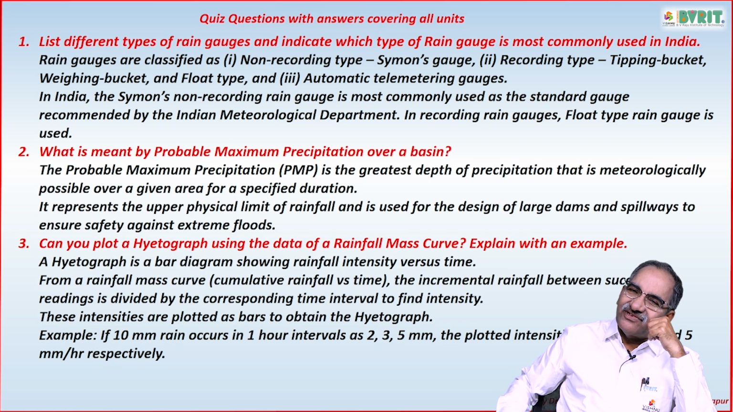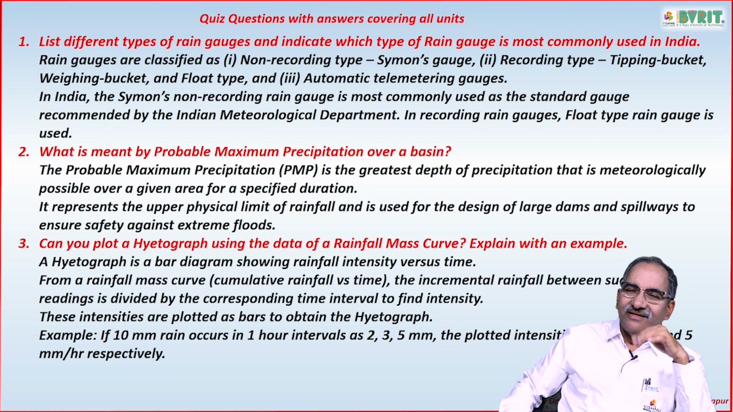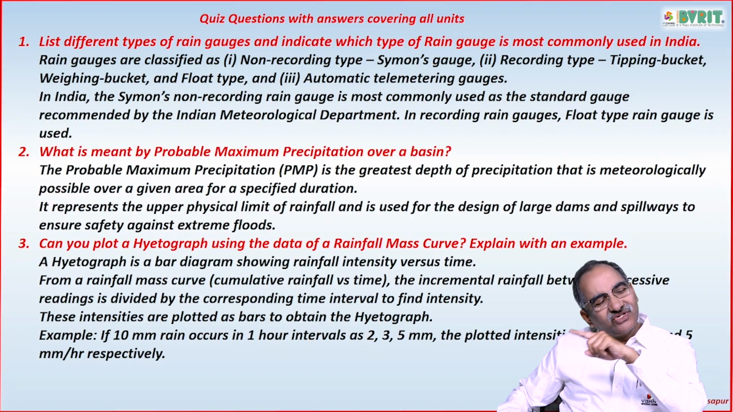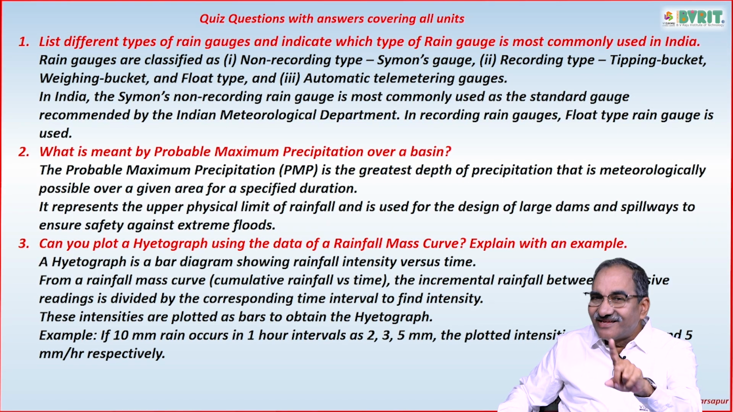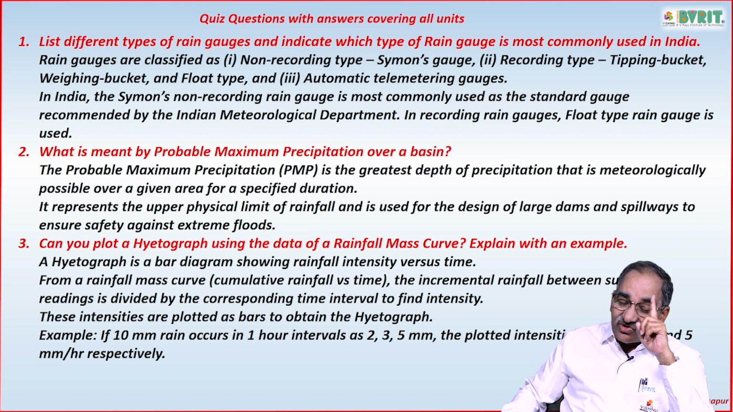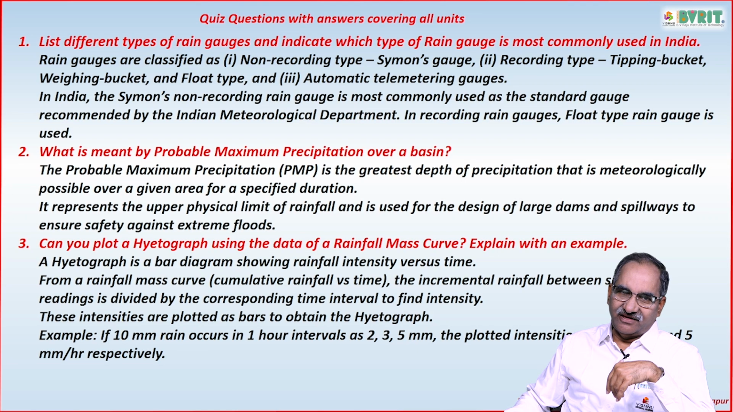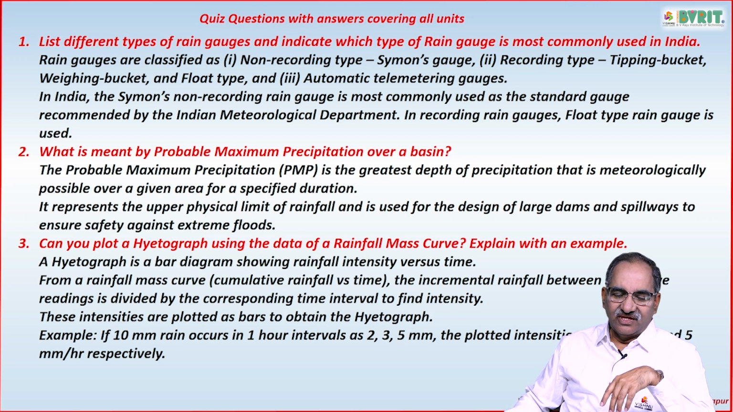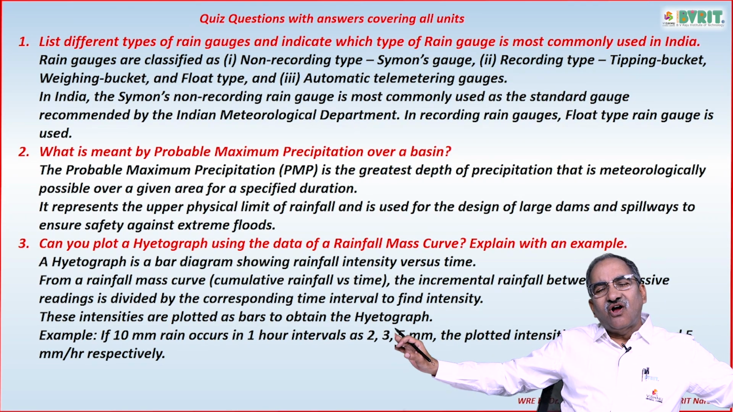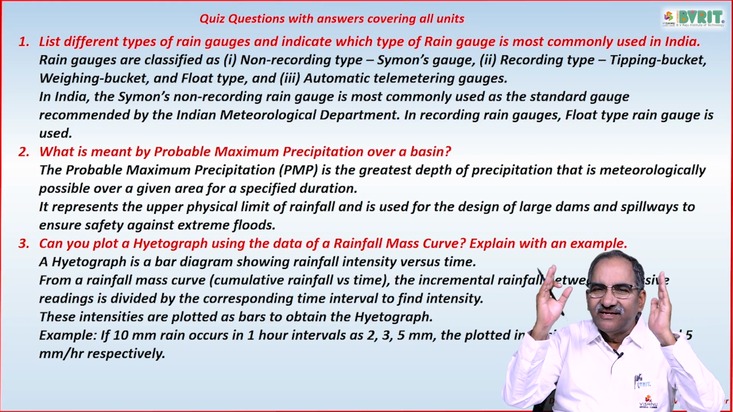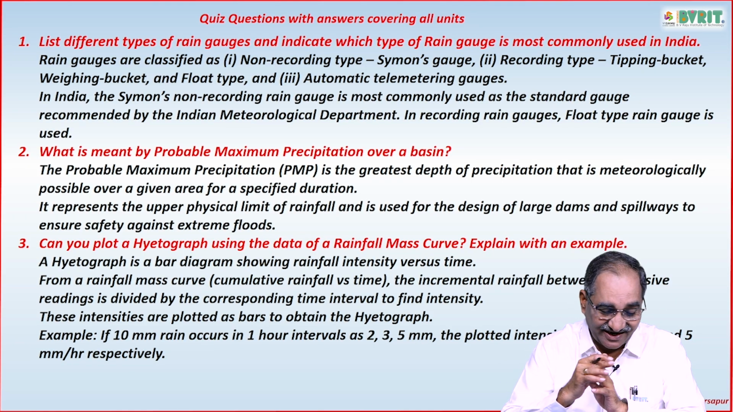Out of that, the Indian Meteorological Department most commonly uses the Symons rain gauge, which is used throughout India. Of late, we are also using the float type, that means recording rain gauges. But for the most commonly used rain gauge, you should immediately answer: the Symons rain gauge.